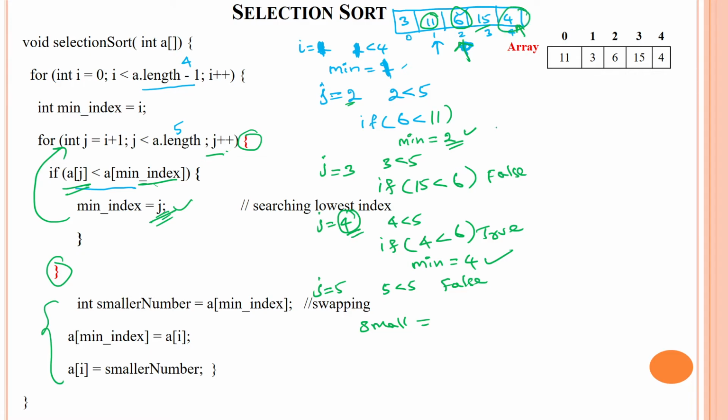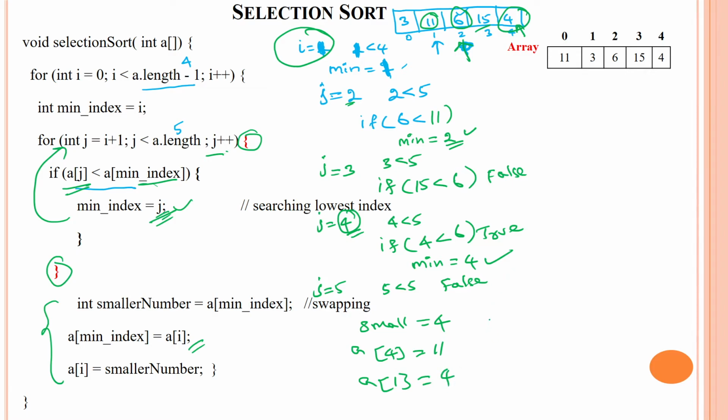So the smallest number is 4. Then a of minimum index, what is the minimum index? 4. A of 4 is assigned the value a of I. So what is the I value here? I equals 1. So 11 is assigned to a of 4. Then a of 1 is assigned the smallest number, which is 4.